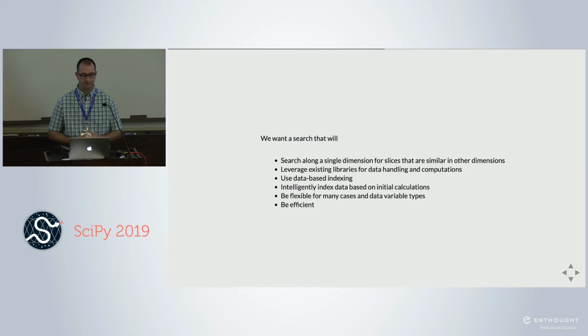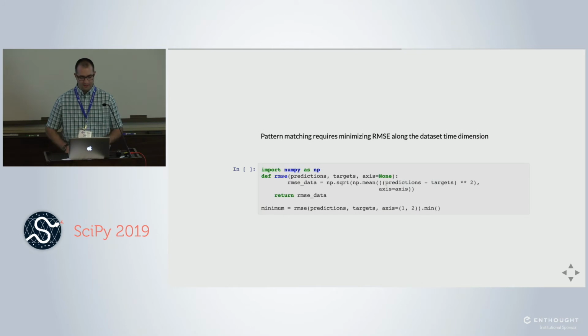And then we want it to be flexible for a lot of cases and multiple variable types. And above all, we want this to be efficient so that it doesn't take too long when we go to run it. If we're going to just do pattern matching, that's not very difficult. We can do a minimization of RMSE between the pattern we care about and all of the possible matches, and we would probably do that along the time dimension. That's pretty simple to do in NumPy. You can write a little function that calculates RMSE, and then you can minimize that, applying it along the spatial dimensions, and find out which time corresponds to the smallest RMSE.